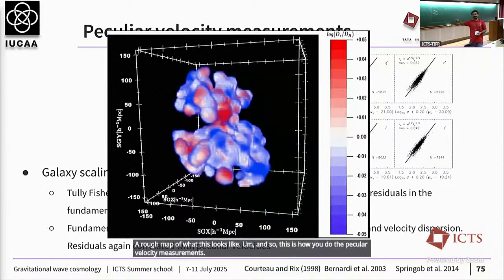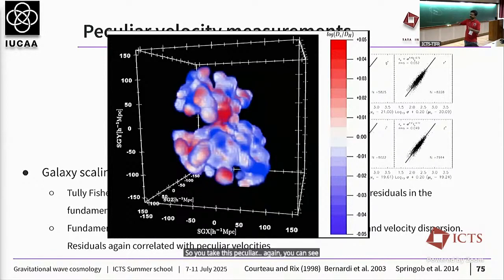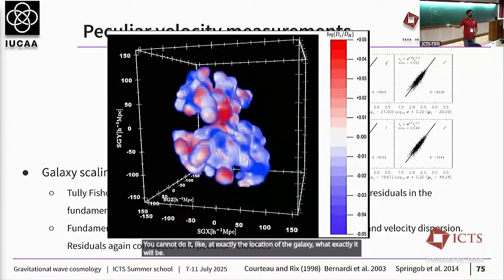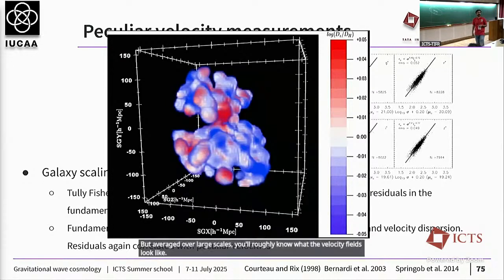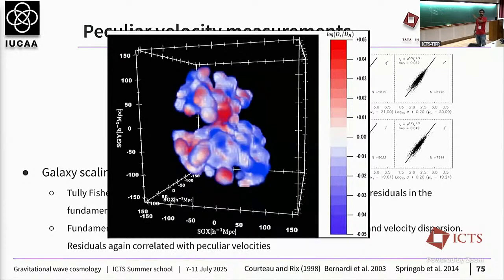Again, you can see there is a large blob, and that's the reason why the uncertainties are also large. You cannot do it exactly at the location of the galaxy, what exactly it will be. But averaged over large scales, you will roughly know what the velocity fields look like. Is that fine? That's about peculiar velocities. As you go further and further out, these peculiar velocities become less of a problem.